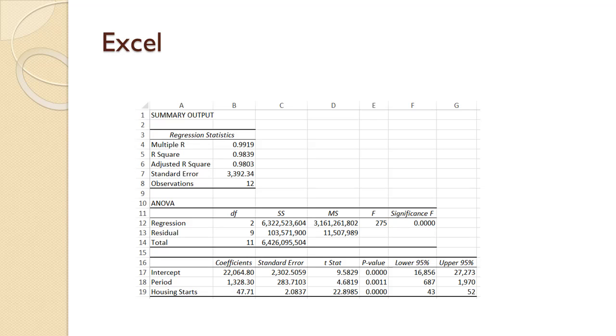The screen shows the printout of the Excel Data Analysis Tool Pack for this data. The correlation coefficient is 0.9919, so this model is a slightly better fit than the last example. The intercept is 22,064.8. The slope for the period variable is 1,328.3. Finally, the slope for the new housing start variable is 47.71. We are now ready to prepare the forecast.